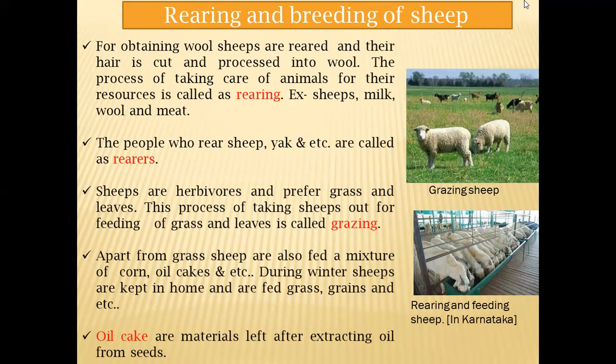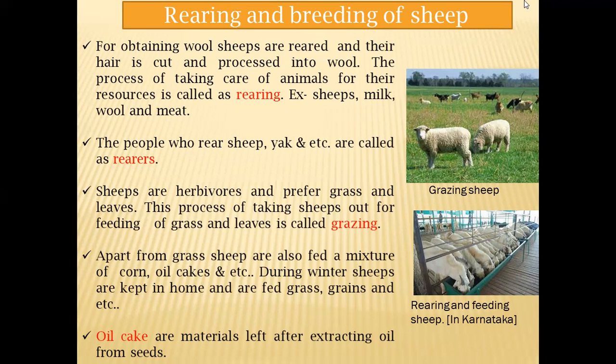And you should also know, all of you know that sheep are herbivores. As you know, herbivores always prefer grass and leaves. So you cannot bring the grass from the fields and put it near them so that they can eat. The process of taking them out into fields, taking care of them, keeping an eye on them and feeding them grass and leaves is called grazing.